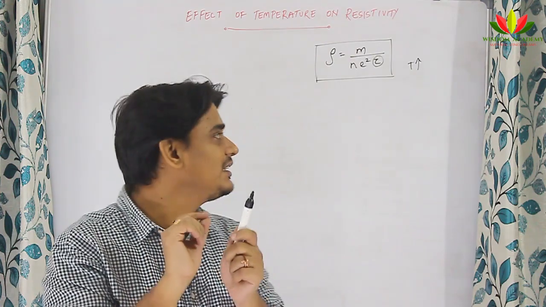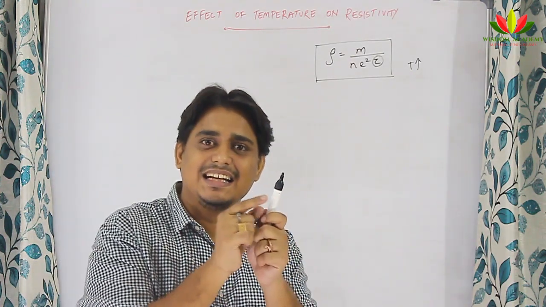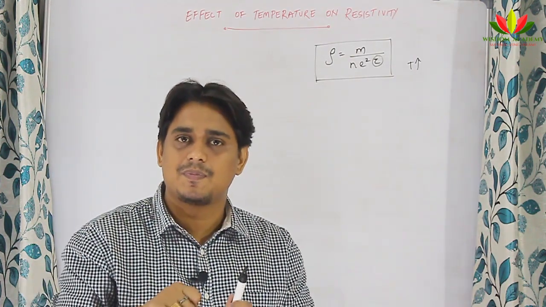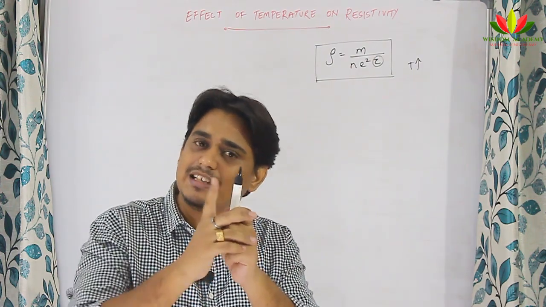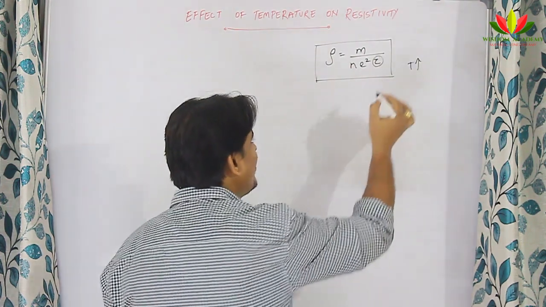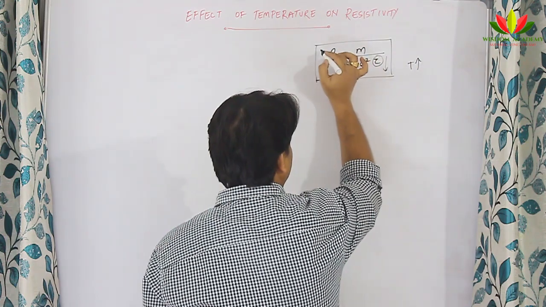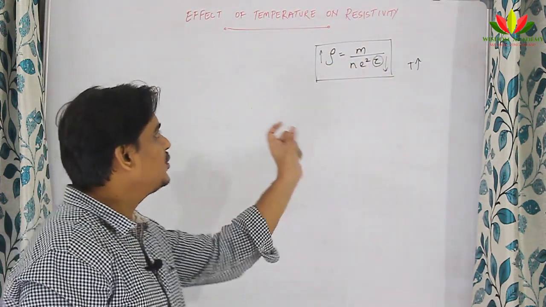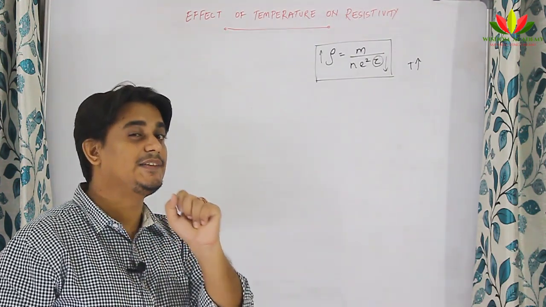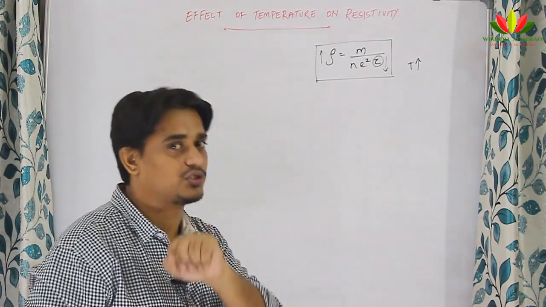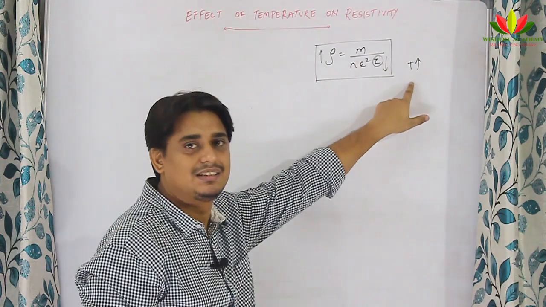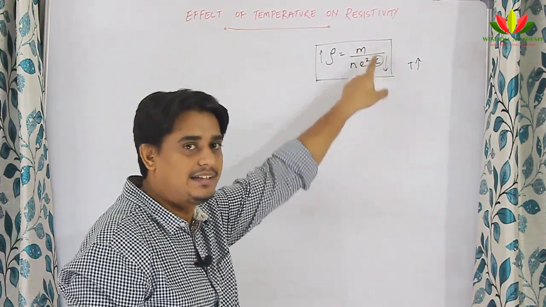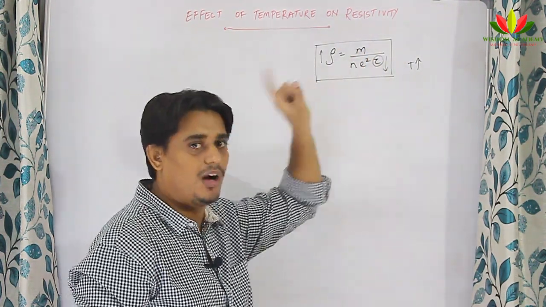So, when the chance of collision is increasing, the relaxation time will reduce. It is colliding very fast, in very less time. So, when the tau value is reducing, the resistivity will increase. This is the reason whenever you heat a conductor, its resistivity increases. Generally, we will think it will reduce, but it is not so. When we increase the temperature, as the relaxation time will get down, the resistivity will go up.